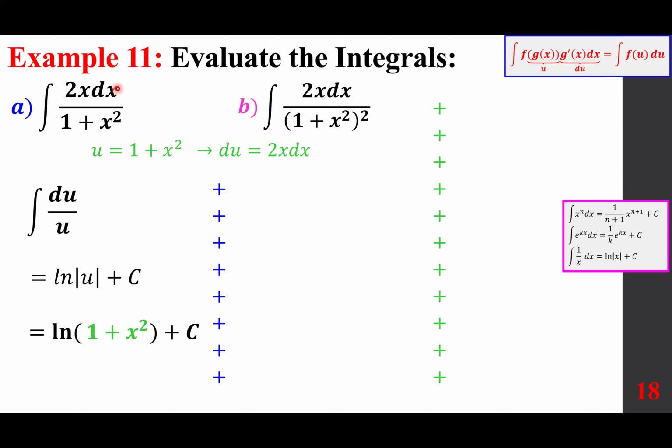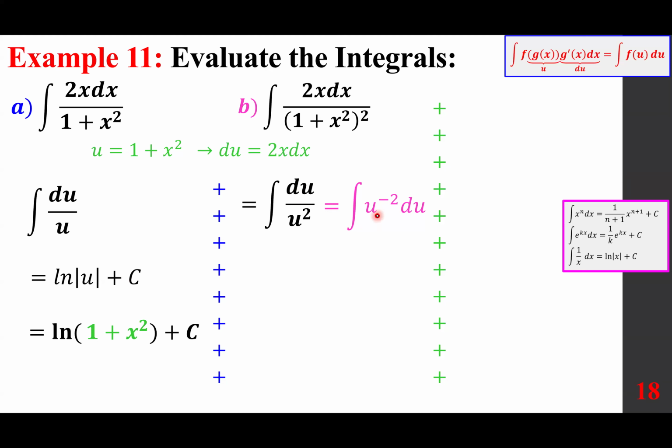For part B, we use the same substitution. However, we bring the u up, becomes u to the power of -2 du, and therefore we are going to use the power rule. So that's the difference. This will end up using the natural log, but not this one. And that's the idea.